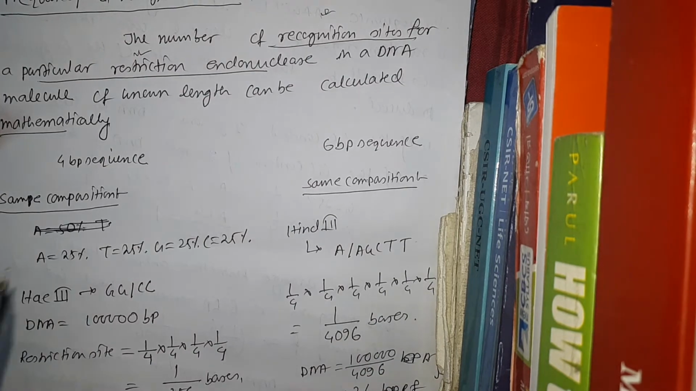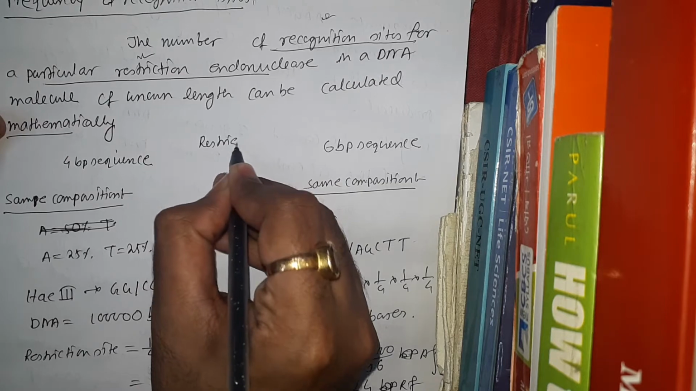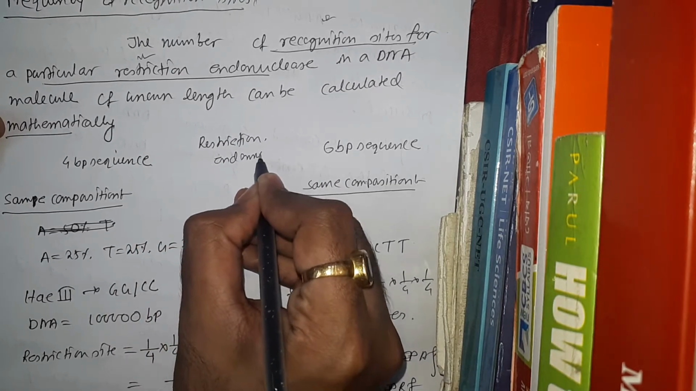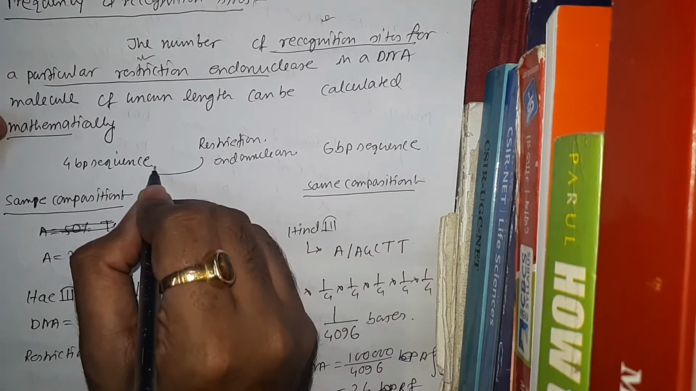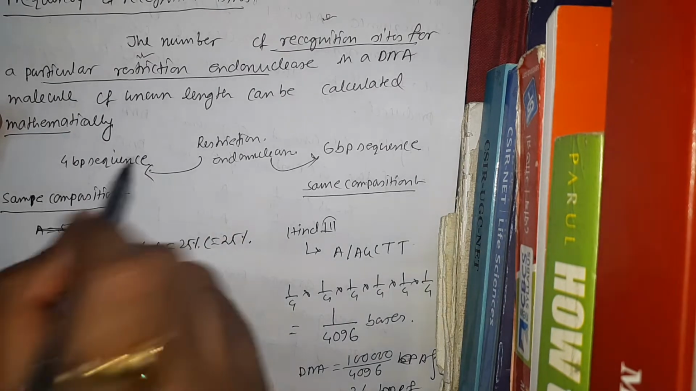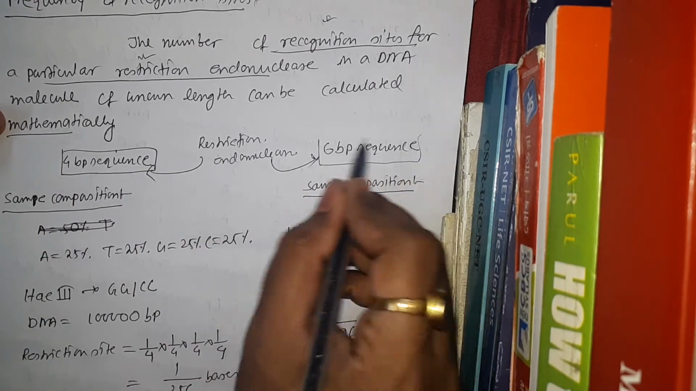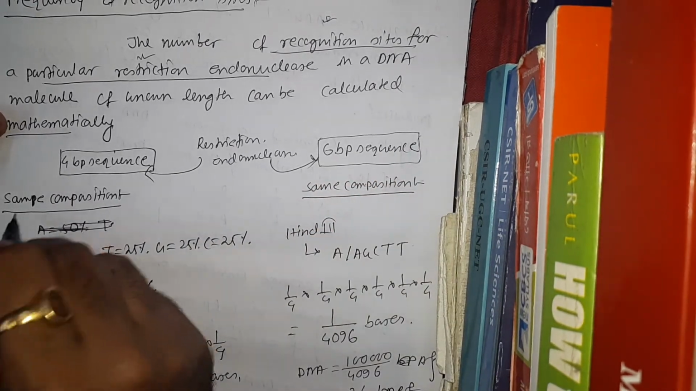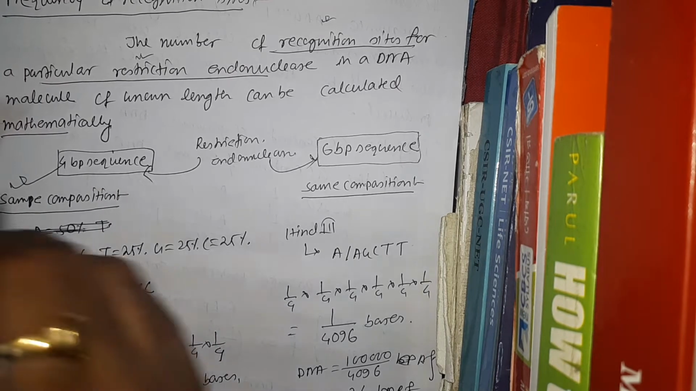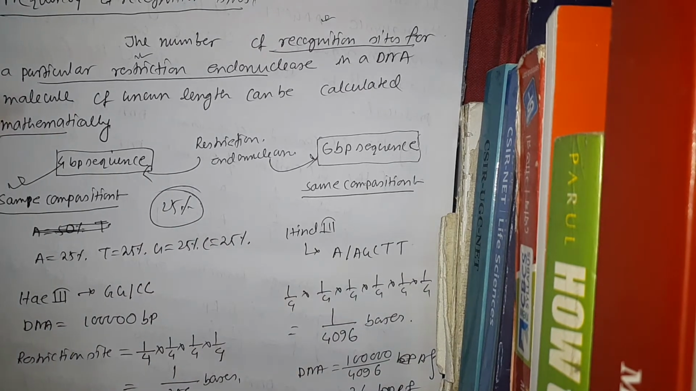First of all, let's clear one thing: restriction endonucleases have the ability to recognize either four base pair sequences or six base pair sequences. In both cases there can be two possibilities. In one there will be the same composition, and in the other a different composition. In the case of same composition, we have A, T, G, C all at 25%.